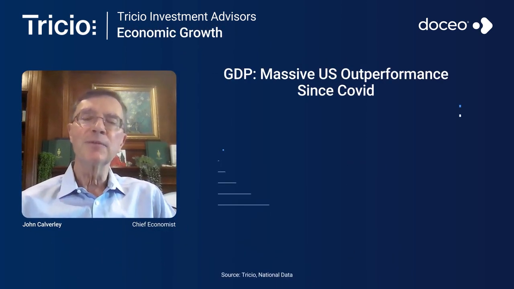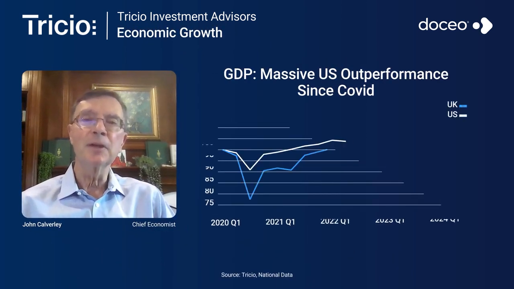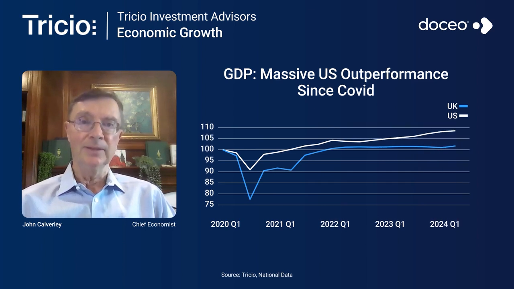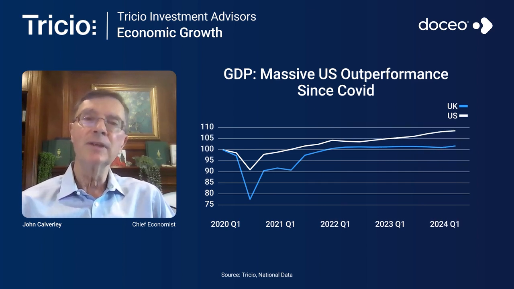But first of all, I'd like to emphasize how different the economic growth pattern has been in the last few years. The UK economy recovered from COVID, as did the US economy, but the US has done much better in the last 3 or 4 years. And now US GDP is about 8 or 9% ahead of where it was pre-COVID, whereas the British economy is barely 2% ahead. So a major gap has opened up there.